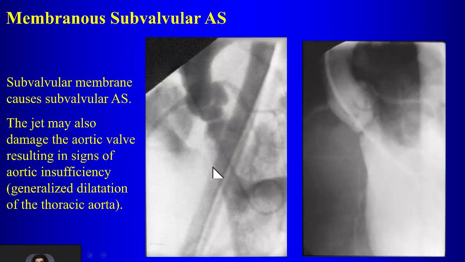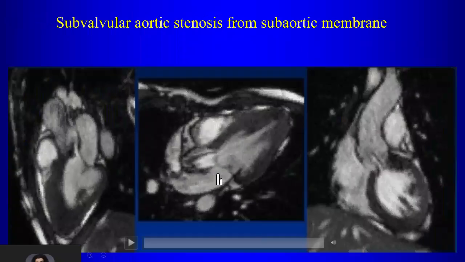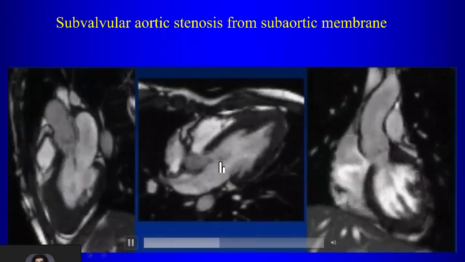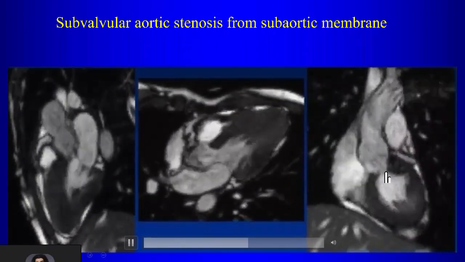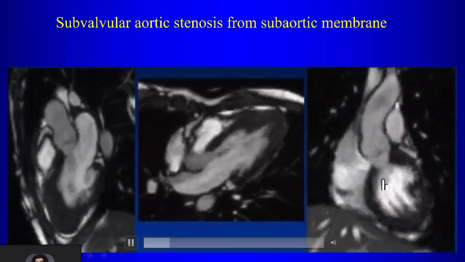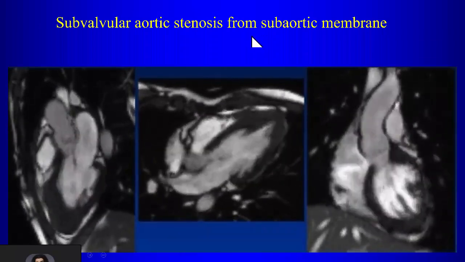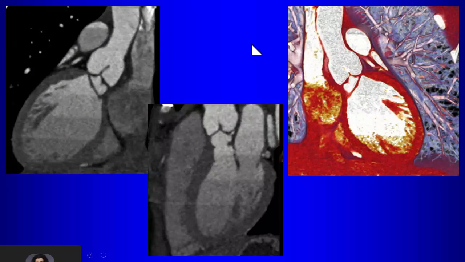Right? So the subvalvular membrane, you can see it here on the angio. There it is. Okay? So the jet can cause damage to the aortic valve and can also result in aortic insufficiency in addition to aortic valvular stenosis. Right? So this was the case that we saw, that very thin, subtle subvalvular membrane over here. But you suspected because the flow disturbance begins below the aortic valve, and there's no hypertrophy of the ventricle to explain that. Here's a CT which illustrates it nicely.